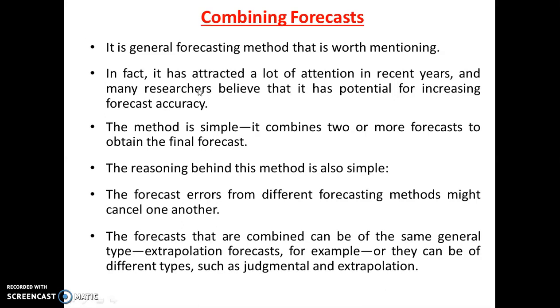The reasoning behind this method is also very simple. The forecast errors from different forecasting methods might cancel one another. The forecasts that are combined can be of the same general type, or they can be of a different type, such as judgmental or extrapolation forecasts. If we combine both, there will be different values. These values may cancel each other out if there are any differences.